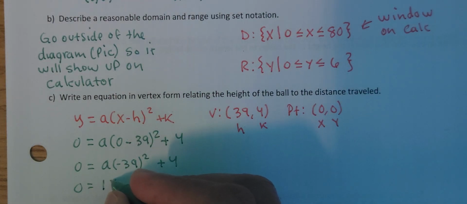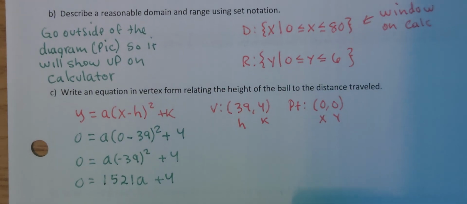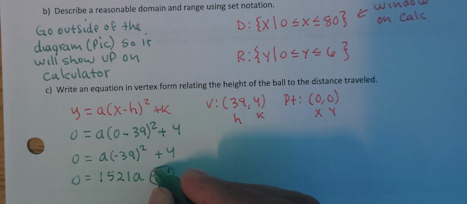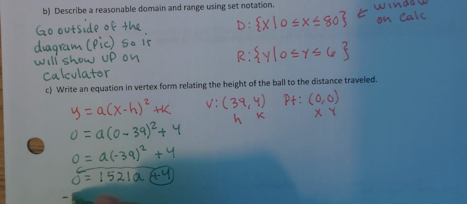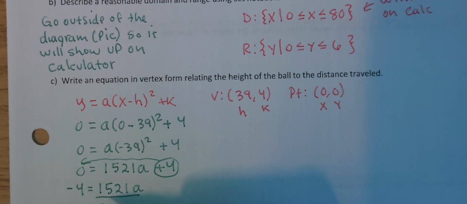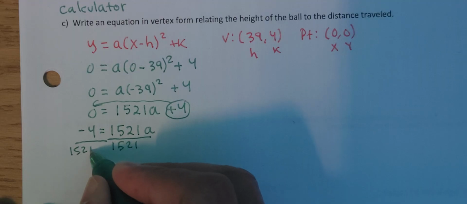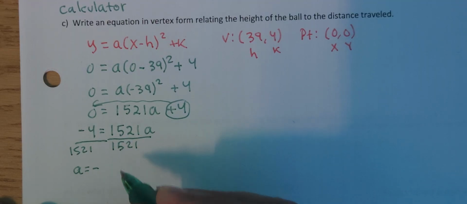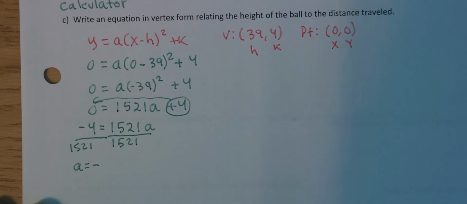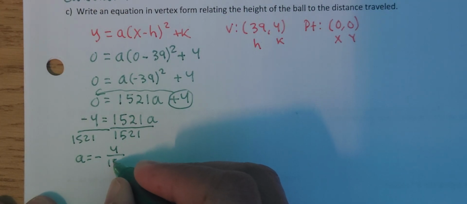So 1521 times a plus 4. Then I'm going to, as you know, move this 4 to the other side. So then it becomes negative 4 equals 1521 times a. Then I'm going to divide by 1521 on both sides of the equation. Okay, which means a equals negative, and I don't know if this simplifies. No, it doesn't simplify. So then negative 4 over 1521.